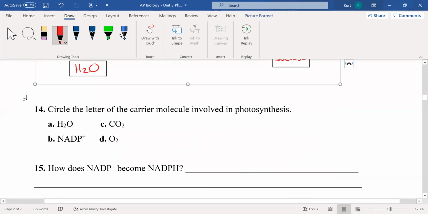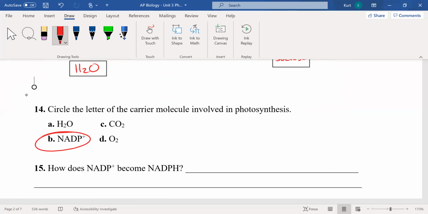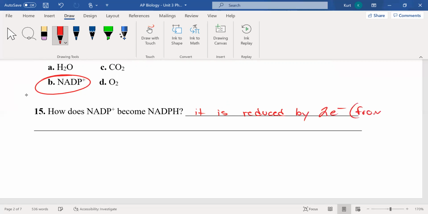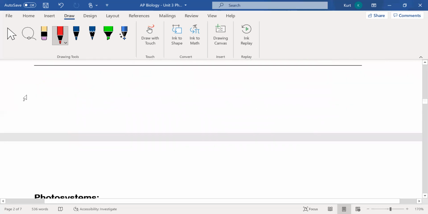All right, circle the letter of the carrier molecule involved in photosynthesis. B, NADP plus. How does NADP plus become NADPH? It is reduced by 2 electrons. Those electrons came from water. Those electrons will go into photosystem 1, and then it'll make NADPH.